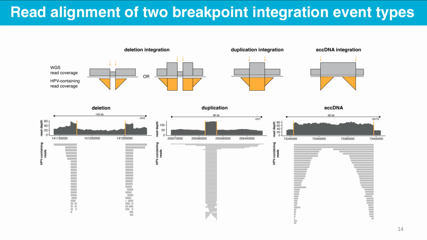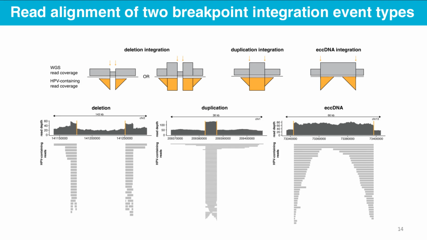And the region around the deletion can be duplicated. So this happens in conjunction with the event. So the region in between gets deleted, but the surrounding region gets duplicated. And that's what's shown in this example here.